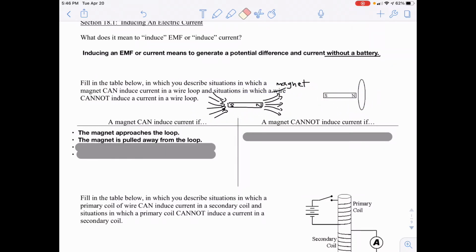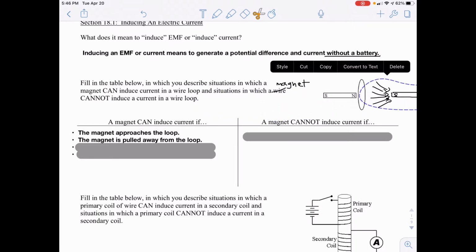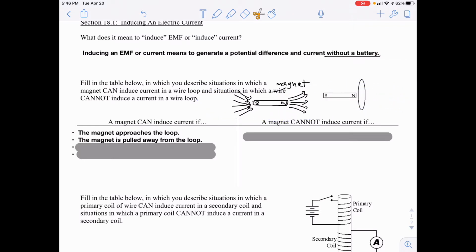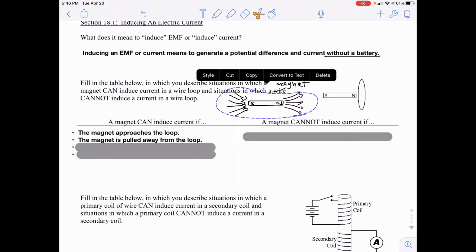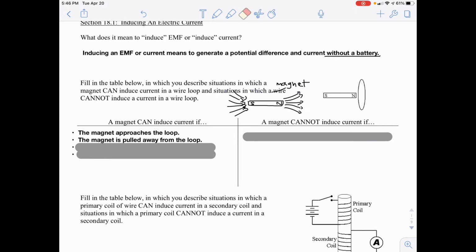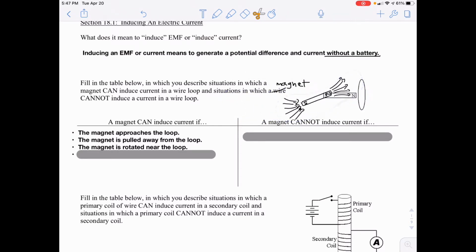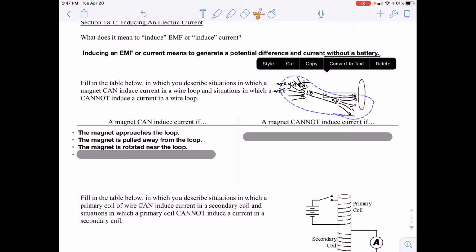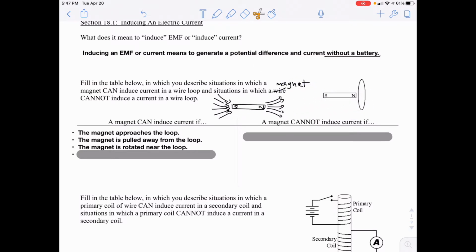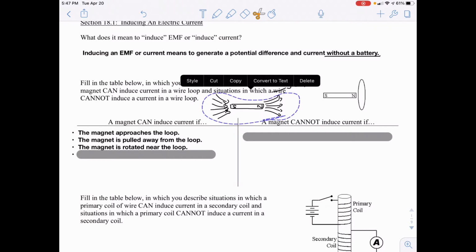Another way is if the magnet is pulled away from the loop. So in other words, if we take our magnet and we pull it through the other way like this, or we just simply pull it away like this, pulling it towards the loop or away from the loop can induce an EMF and thus a current. Taking the magnet and rotating it near the loop will also accomplish this. So taking our magnet and rotating it like this will also induce an EMF and thus a current.